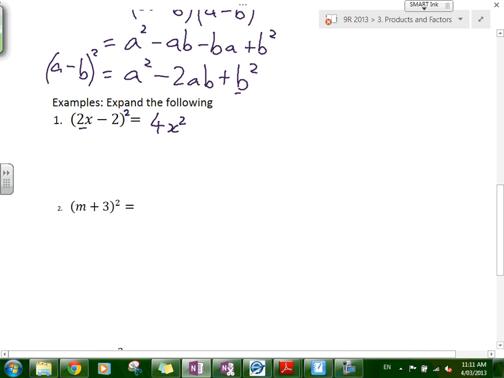And then I multiply the 2 terms together. What happens when I multiply the 2 terms together? Negative 4x. And then I double it. Then I go minus 8x. And then I square the second one. What's minus 2 squared? Minus 2 squared is 4. Just 4.